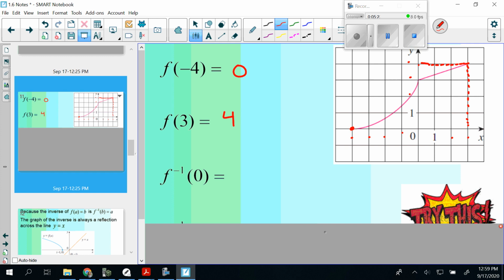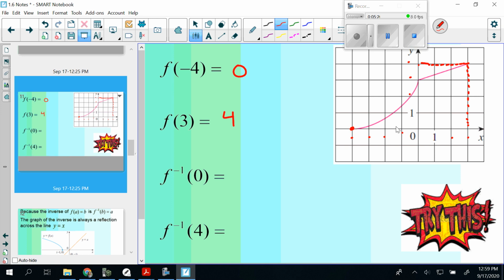Now what about the inverse? What would be the inverse if we started with 0? Now you're going the other way. We know from before that negative 4 mapped to 0, so if we go back the other way, where's 0 going to map to? Negative 4. Same with the other one: if 3 maps to 4, the inverse of 4 should map back to 3. So you get the opposite value if you do the inverse.